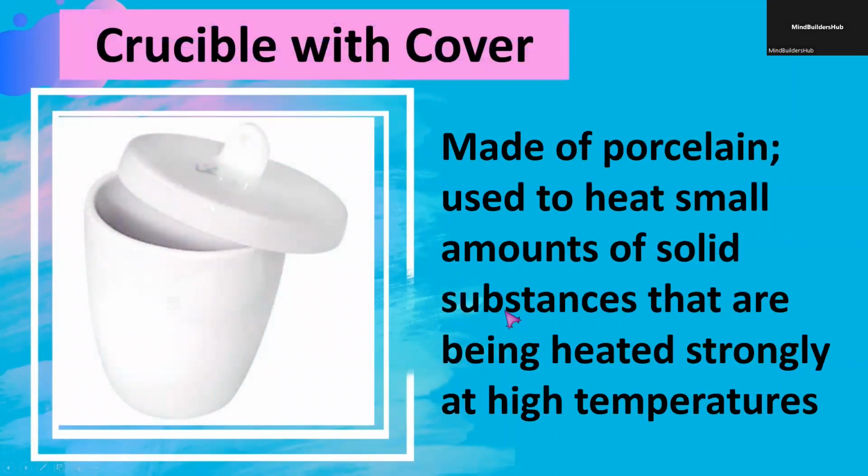Another is a crucible with cover. It is also made of porcelain, used to heat small amounts of solid substances that are being heated strongly at a high temperature. If you want to melt metal, you may place a small amount of it inside the crucible with cover.